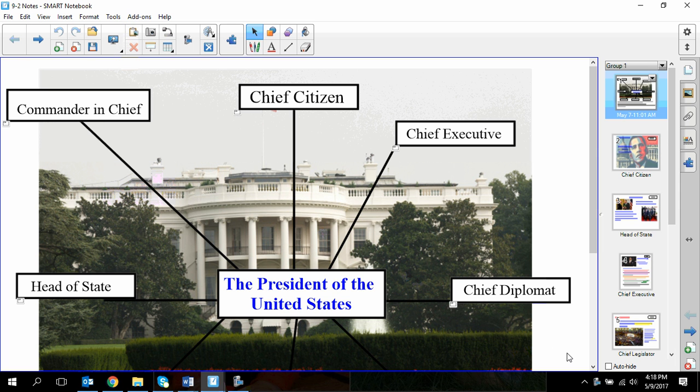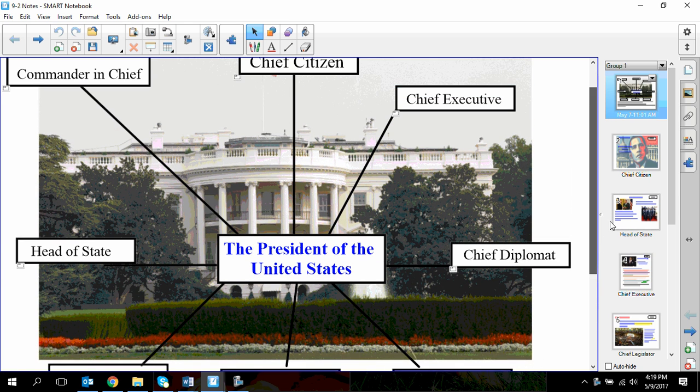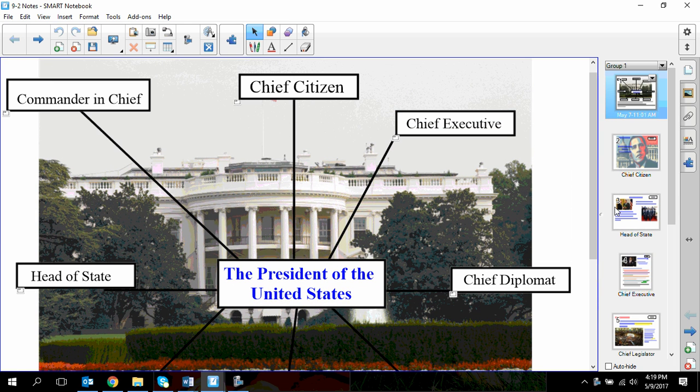Hi, this is the next installment on talking about the executive branch and all of the roles that he or she fills. What I would like you to do is to find the section of your notes that is a series of boxes. And what we're going to do is fill in those boxes with the different responsibilities and roles that the president has. This would be examples of implied powers.